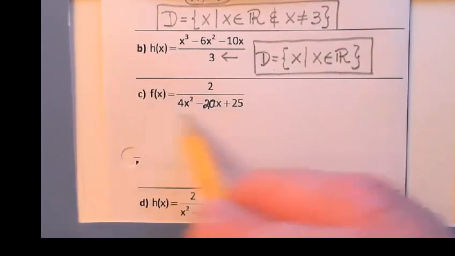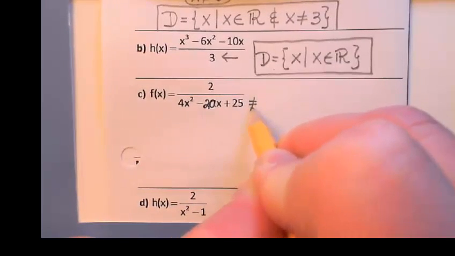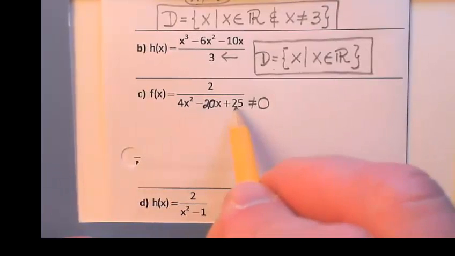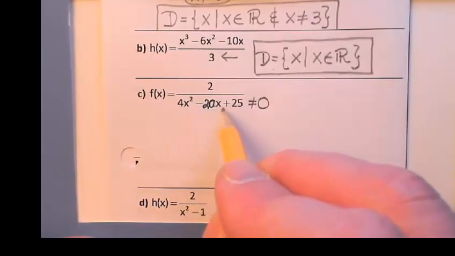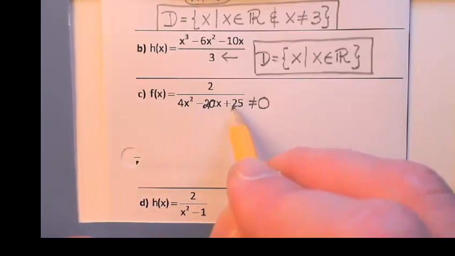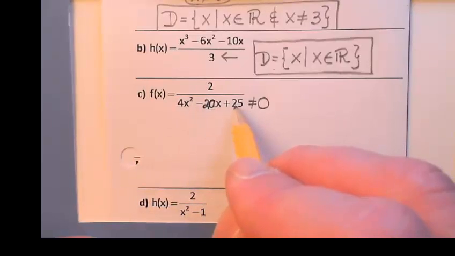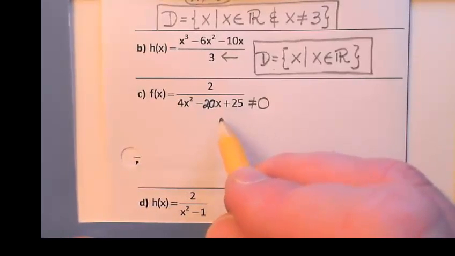But let's consider this function right here. I have a denominator, and I want to find the domain, so I want to make sure that the denominator is not equal to 0. This is a trinomial, so I'm going to try to factor. Is there any number that goes into all 3 terms? That's the first question I should ask. The answer is no.